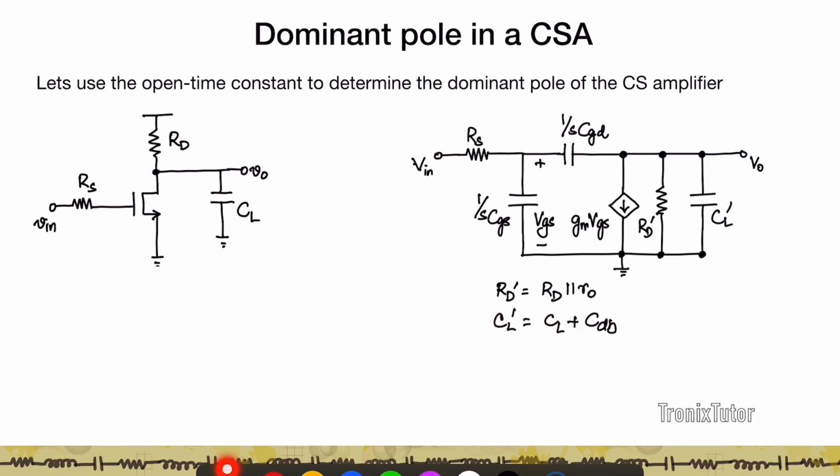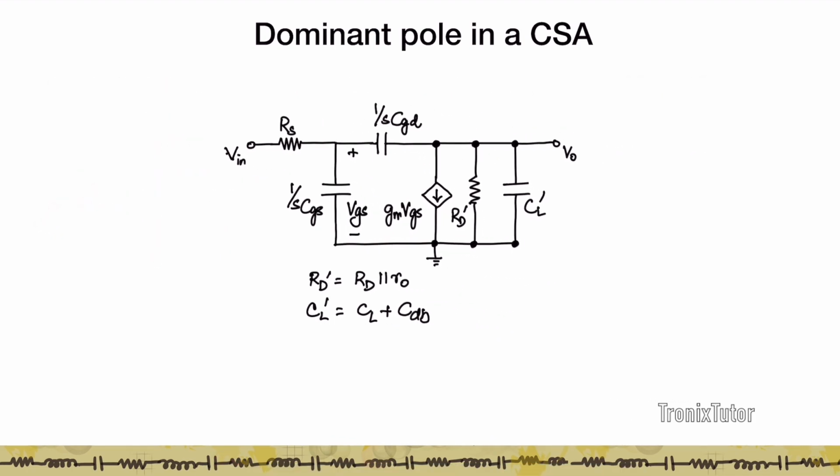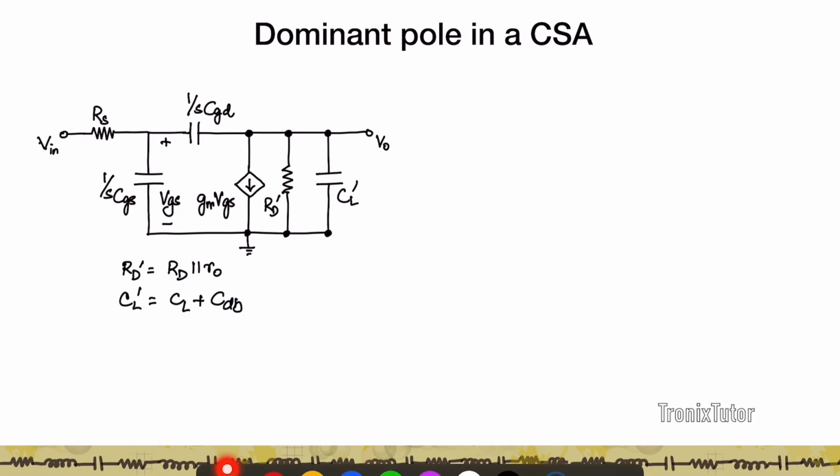Right? So now let's use the open time constant technique to find the dominant pole. So let's recall what the open time constant technique is. You take each capacitor one at a time, you open circuit the capacitors, remove all of the capacitors in the circuit and find the Thevenin resistance across the capacitor, and then the time constant associated with that capacitor is going to be its Thevenin resistance times its capacitance. You do that for all the capacitors in the circuit, sum the time constants, and the reciprocal of that time constant gives you the dominant pole of the circuit.